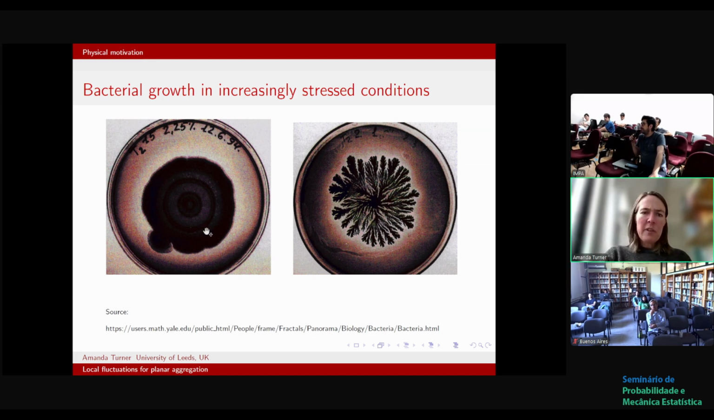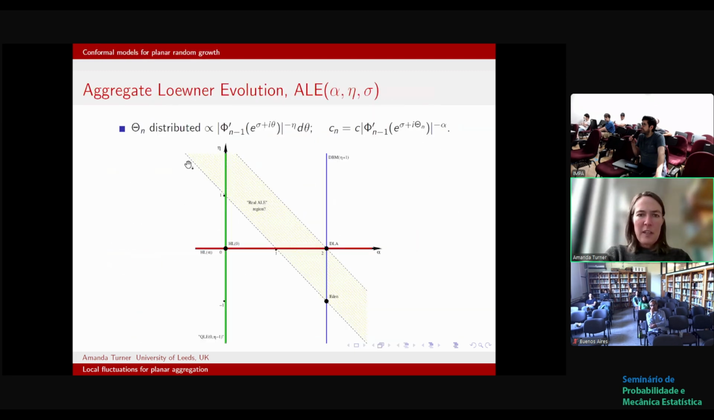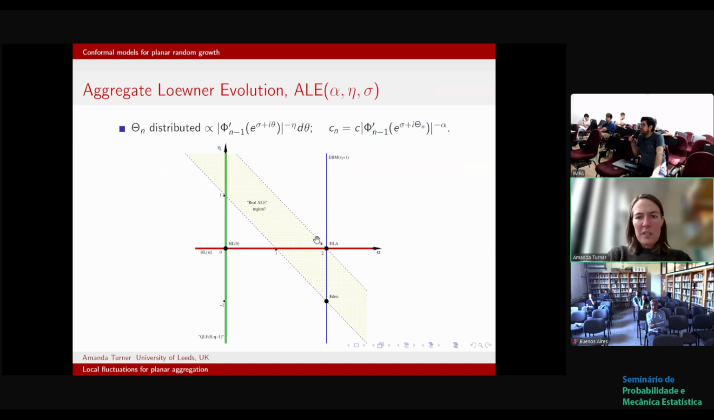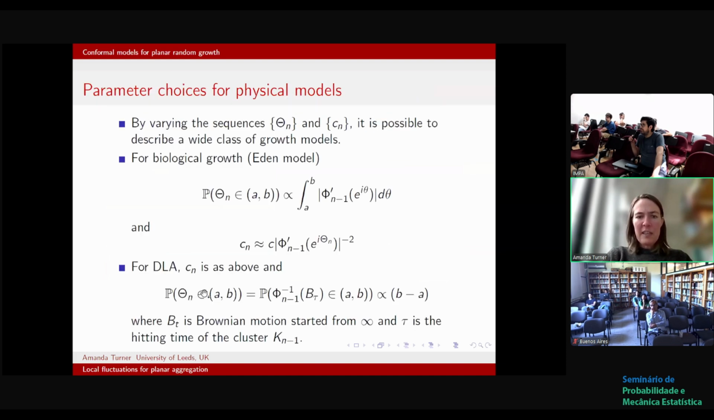Yeah, so we think this one where the bacteria can grow in perfect conditions is going to correspond to the parameter 1, the Eden model, which, going to my diagram, is this diagonal line here that goes through the values 0, 1, and 1, 0. And this one where it's very, very stressed and can only grow where, you can think of it as there being very few nutrients in the agar. You can almost think of a case where nutrients are diffusing in slowly from outside, and only where a nutrient hits the cluster is it able to grow. So that corresponds to the diffusion limited aggregation, which is this one here. And in my parameter, that was choosing theta n to be uniform, so the hitting distribution of Brownian motion.